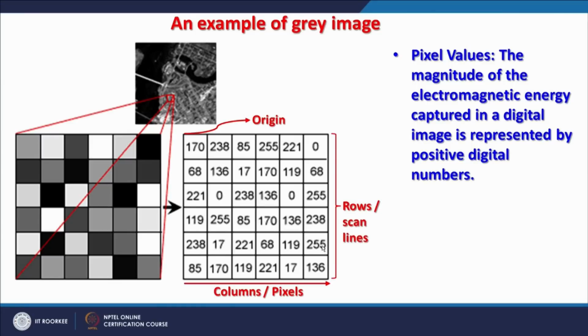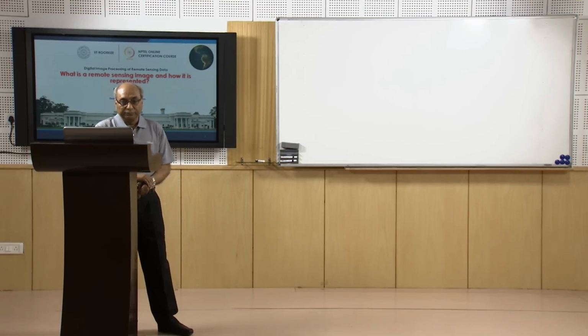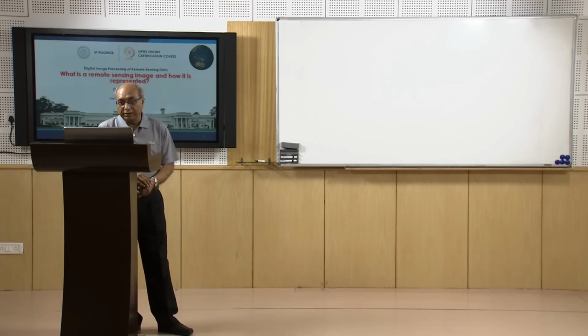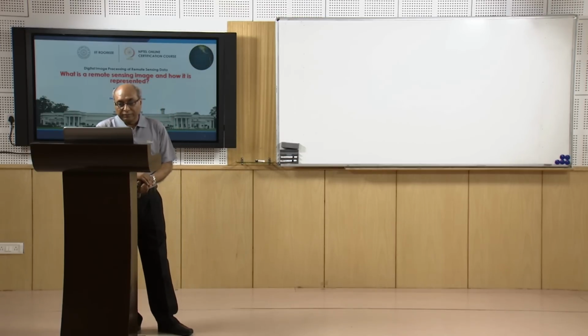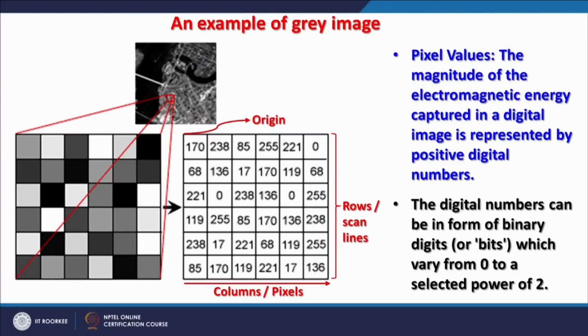So pixel values, the magnitude of electromagnetic energy captured in a digital image, are represented by a positive digital number. Now a pixel value has to be a positive integer value. It's a whole number. It cannot be in decimals, so that means it cannot be a floating point or real number, and you cannot have negative values as well. So a pixel value is always a positive integer. These are the requirements for a two-dimensional matrix. So that has to be remembered in case of satellite images.